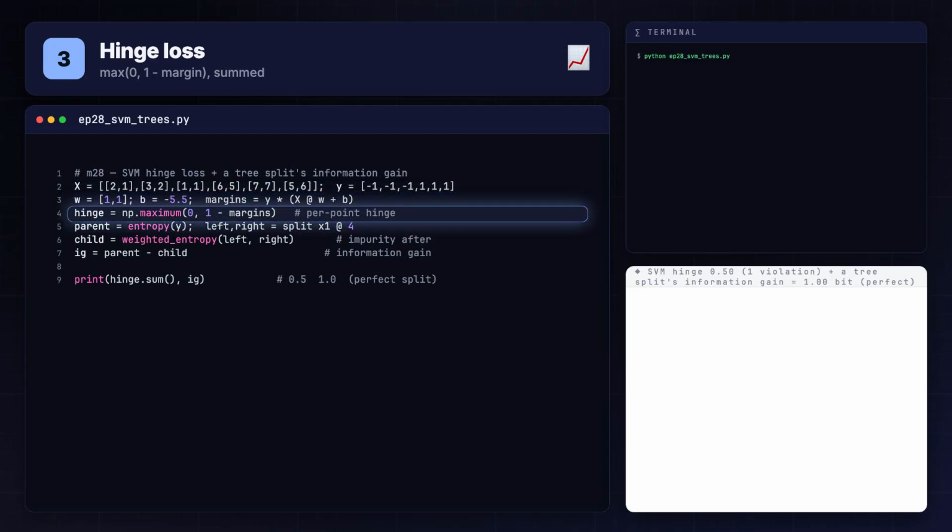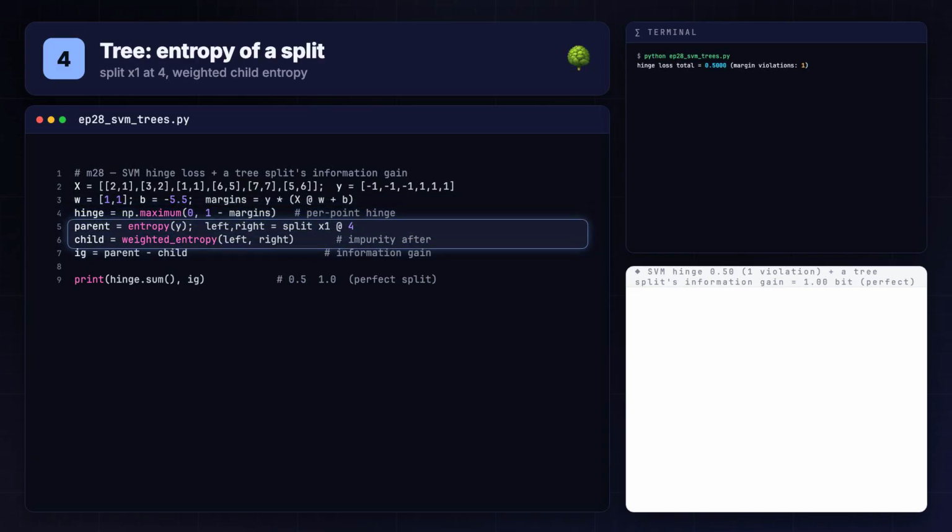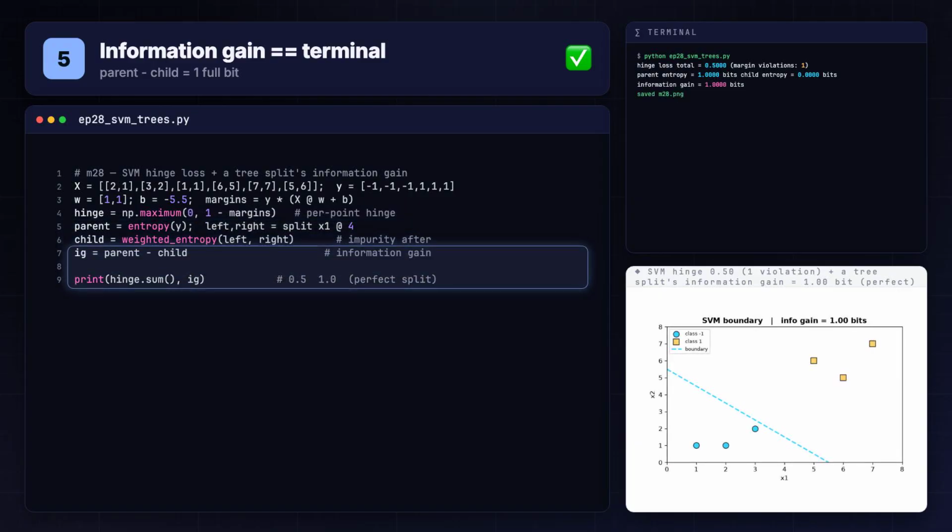The hinge loss is max of 0 and 1 minus margin per point. We sum it and count how many points violate the margin. Then we switch to trees. Entropy measures the label disorder, and we split the points on feature 1 at the value 4, computing the weighted child entropy. Information gain is parent entropy minus child entropy, here a full 1 bit, because the split perfectly separates the classes.